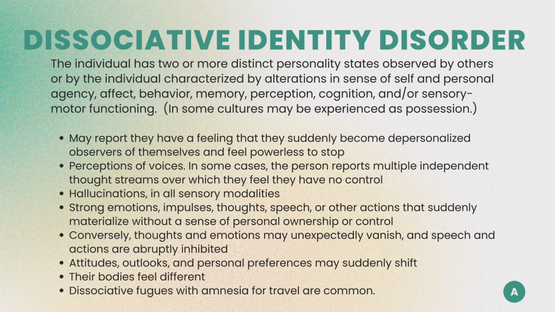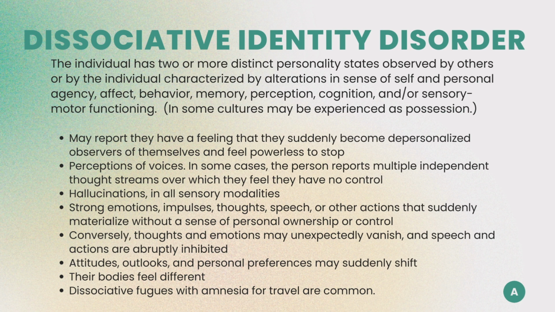They may have strong emotions, impulses, thoughts, and even speech or other actions that suddenly materialize without a sense of personal ownership or control. The person suddenly starts acting a certain way and they're not sure why they're acting that way. They feel like they're being driven by a remote somewhere. Conversely, thoughts and emotions may unexpectedly vanish, and speech and actions are abruptly inhibited.